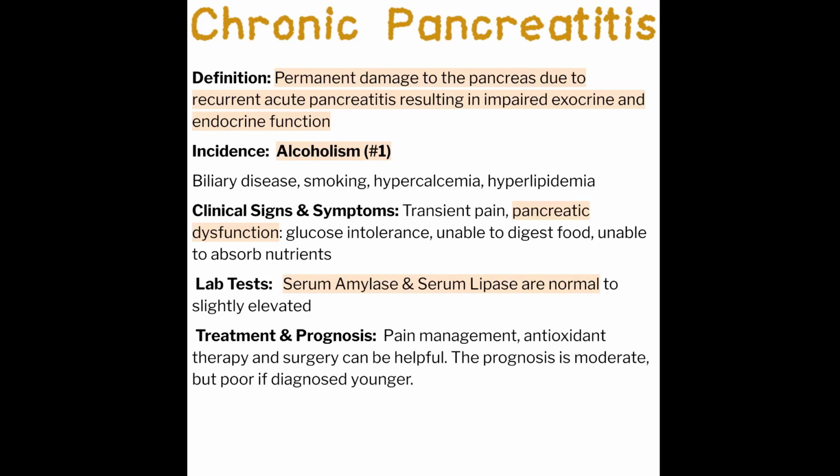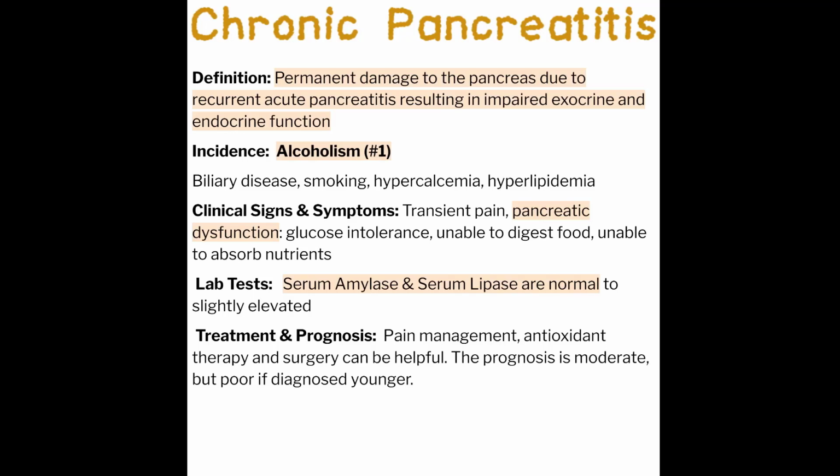Lab tests happen to typically be normal. So serum amylase and serum lipase are typically normal, maybe slightly elevated if they have chronic pancreatitis. And as far as treatment and prognosis goes, they typically are going to need some sort of pain management. There are some other treatments that can help them kind of detox a little bit and control how their body is able to function with a limited pancreas. Otherwise, surgery can also be helpful. Typically, the prognosis on these is going to be moderate. They are going to have lifelong complications due to a decreased function in their pancreas.